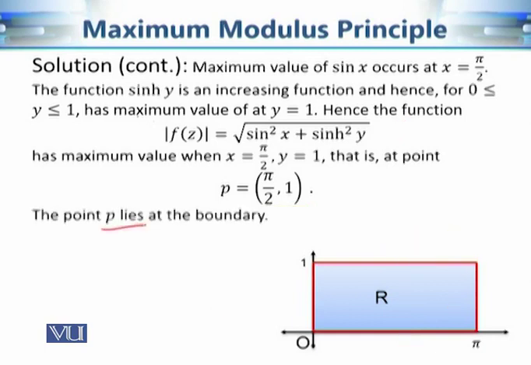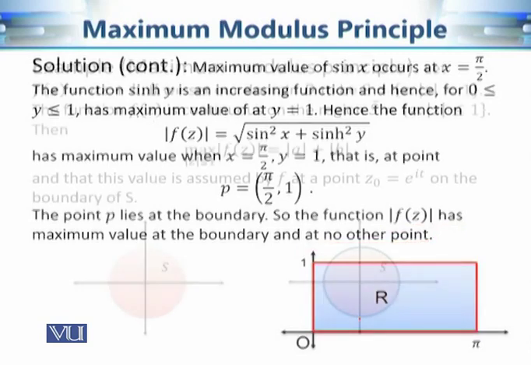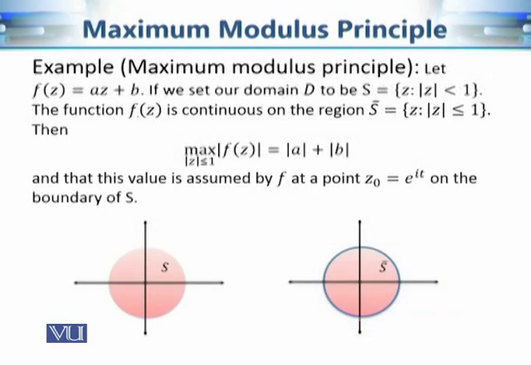So the point lies at the boundary. The function, this modulus of f of z, has maximum value at the boundary and at no other point. So this is one of the important points that the maximum modulus principle says, that it cannot happen at the interior. Now let's talk about another example.